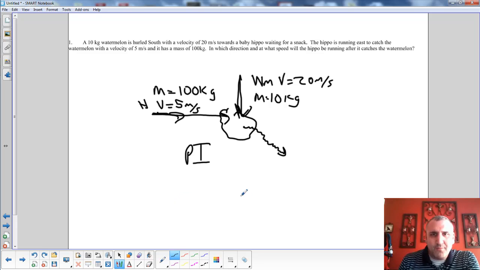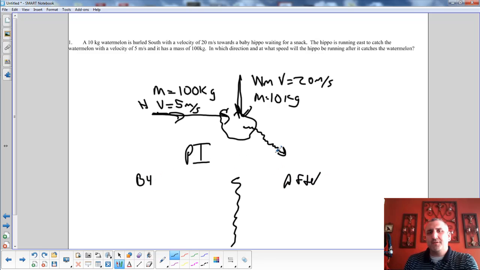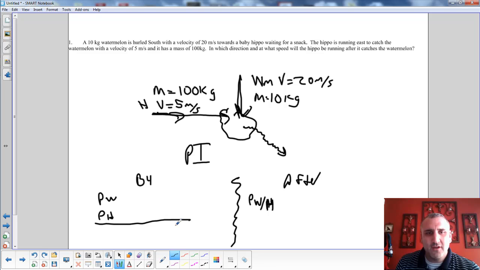So we should look at this just like we've looked at the other ones, before and after. And we need to remember that whatever goes on here is going to be momentums. So let's go with P of the watermelon and P of the hippo before, and P of the watermelon/hippo after. Again, because these two join together and we're going to make a new object, the watermelon and hippo put together. And we should look at the total momentum before and the total momentum after. Okay? So I think that's a pretty good chart.